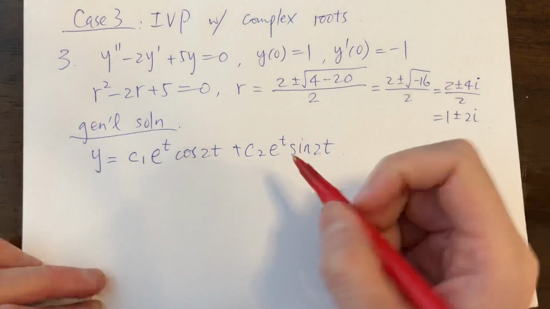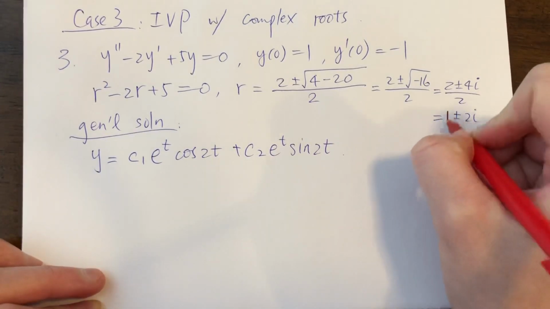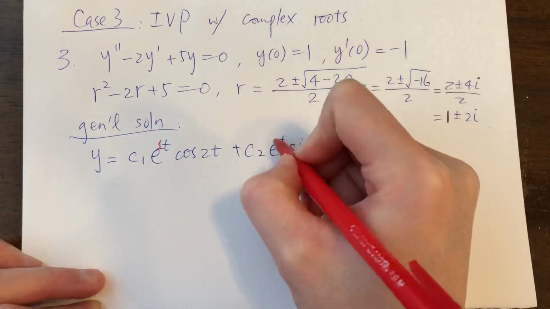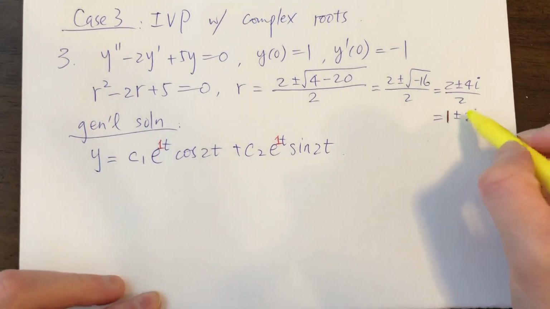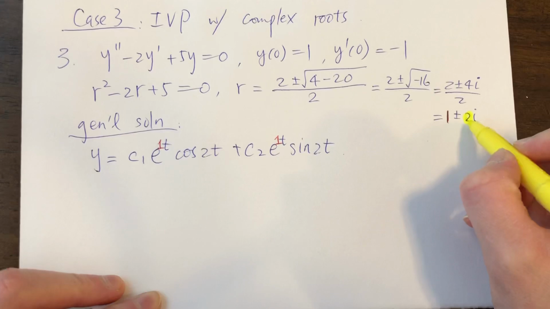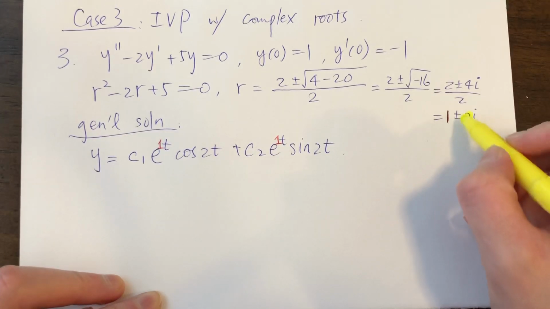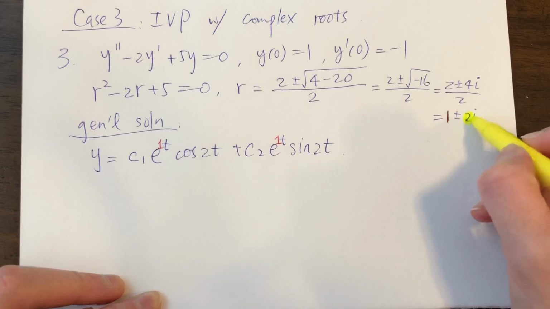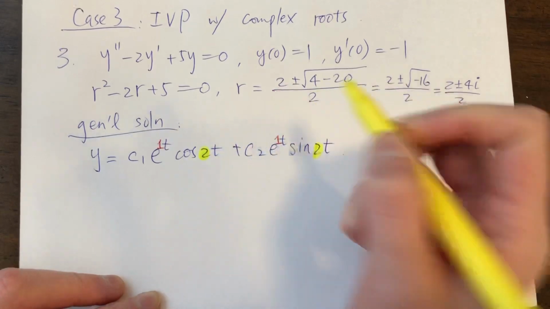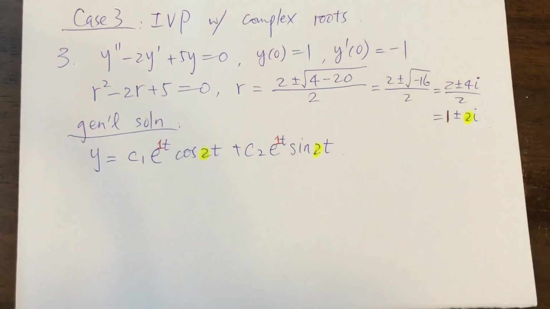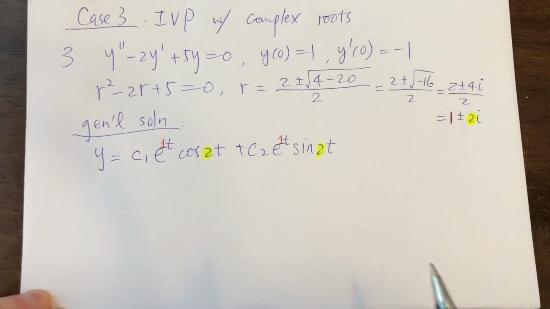So if you think about it, for the real part, it goes here, and for the imaginary part, just the positive one, put it here as the coefficient inside cosine and sine. So at this point, we're just memorizing this. We're not deriving anything.